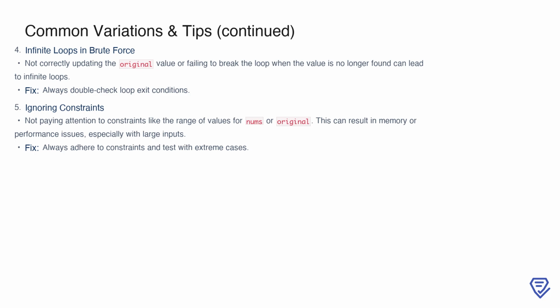Additionally, ignoring problem constraints can lead to trouble. Constraints often specify the range of values for nums and original, and failing to respect these can result in performance or memory issues, especially with large inputs. For example, not accounting for extreme values can break your solution in edge cases. Always adhere to the given constraints and test extensively with boundary conditions to ensure your code remains efficient and reliable.